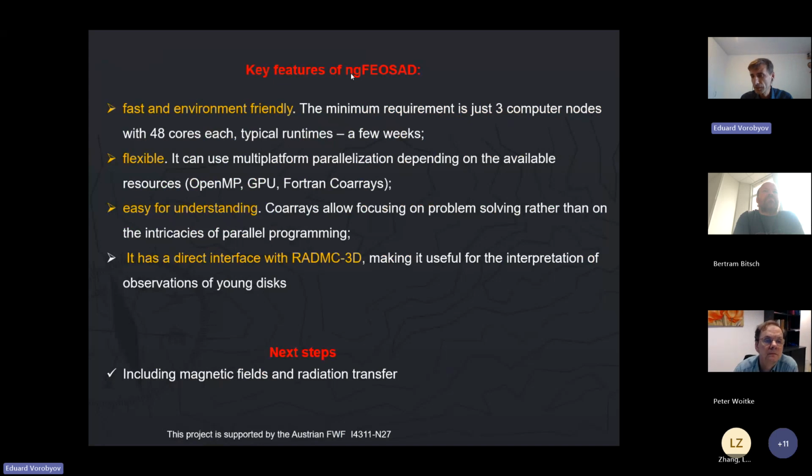And it's difficult to get that time. But with ngFEOSAD, you can get some results already with very limited institutional facilities.